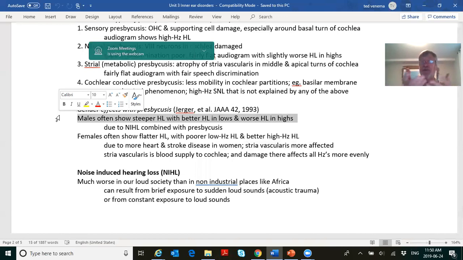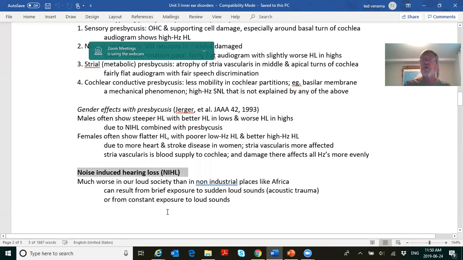He was looking at hundreds of audiograms and came up with a general pattern. All right, let's get to the second most common cause of sensory neural loss in the world.